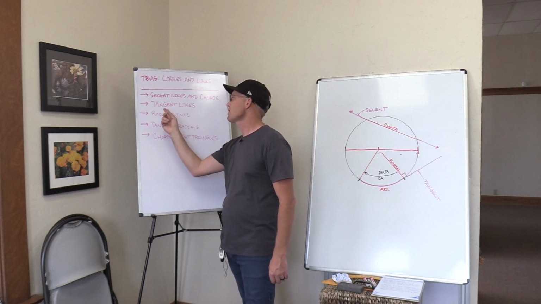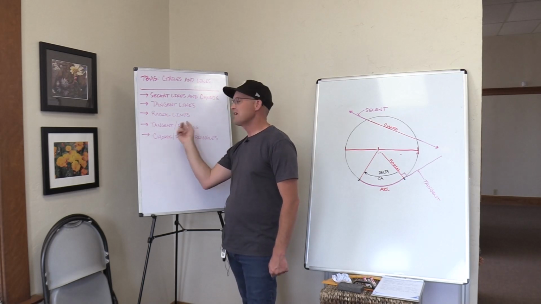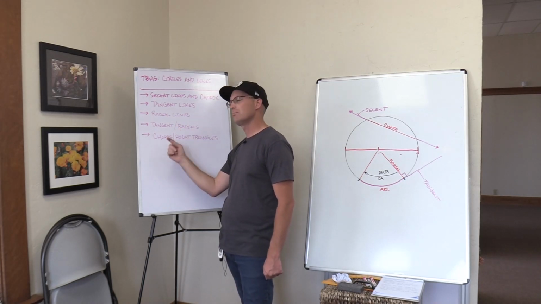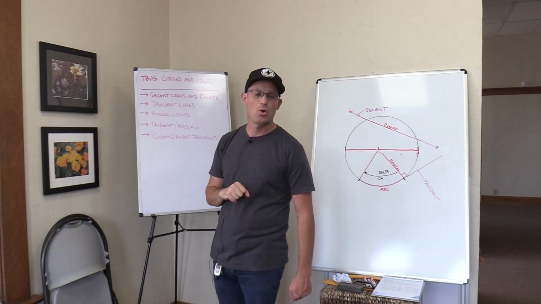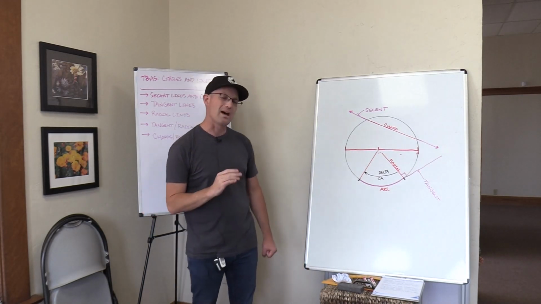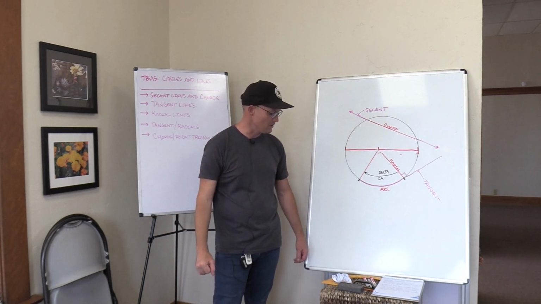In this video, we're going to talk about tangent lines, radial lines, tangents and radials, and the relationship between those, and then chords and right triangles, overlapping right triangles. Oh my, sounds very scary. It's not scary. Don't panic. It's going to be fine. All this will make sense, I hope, at the end of the video.